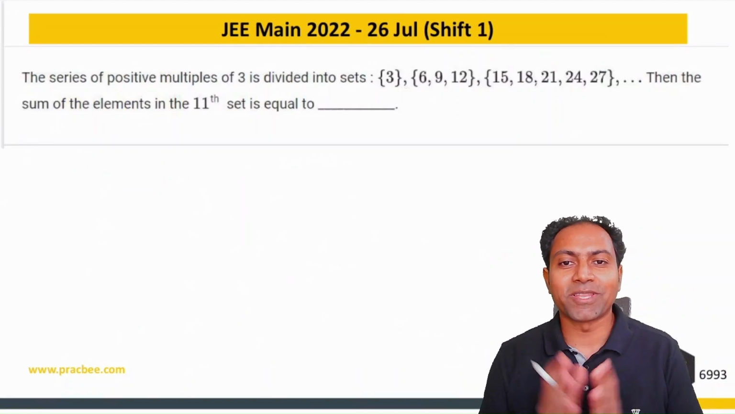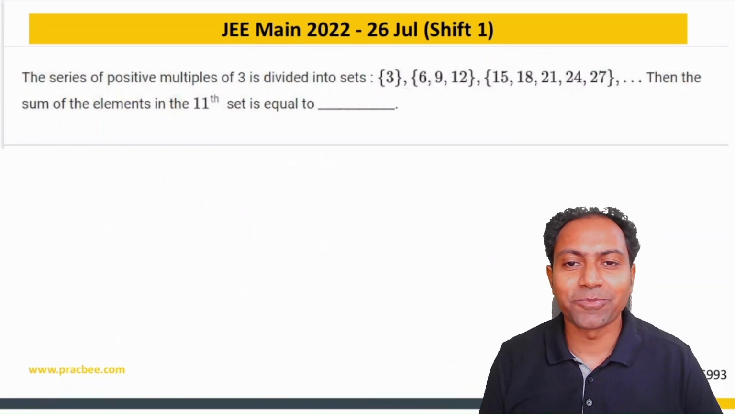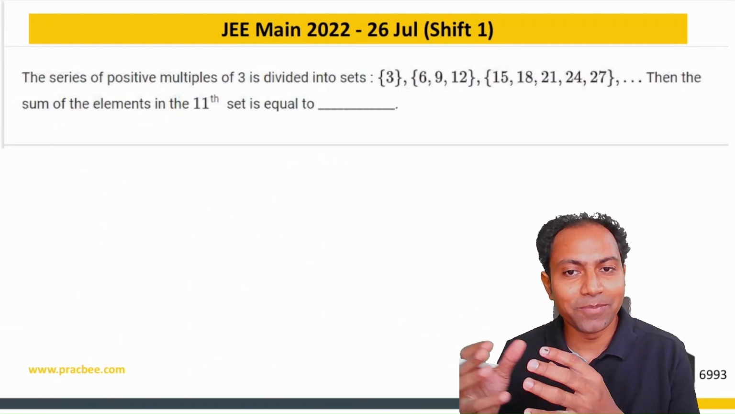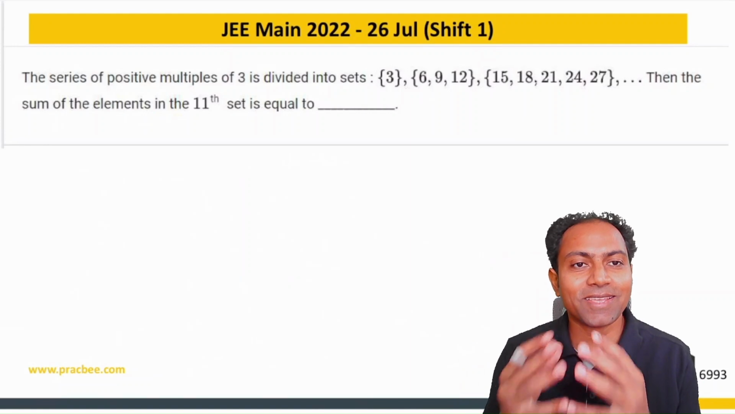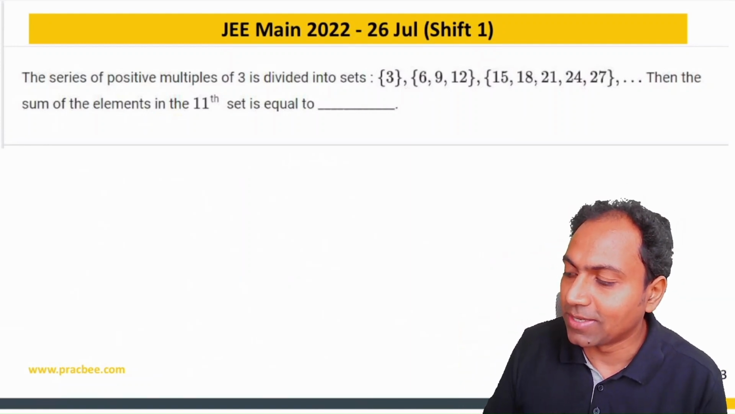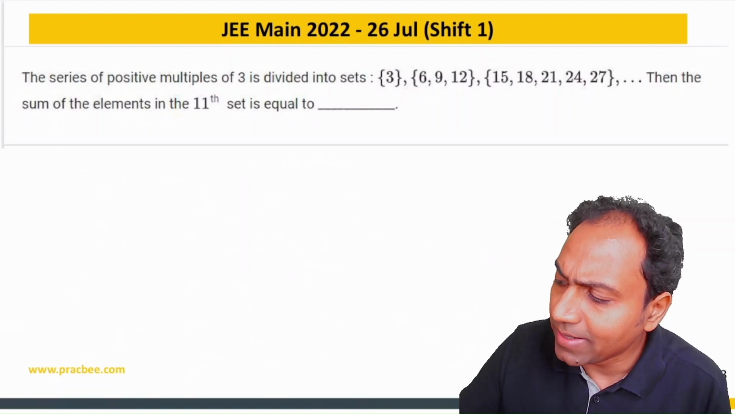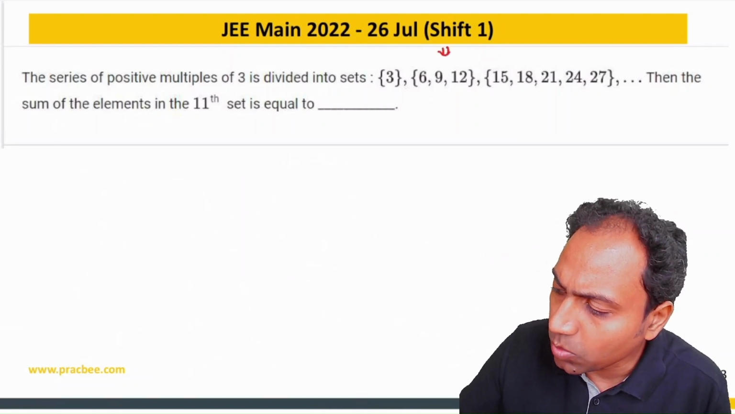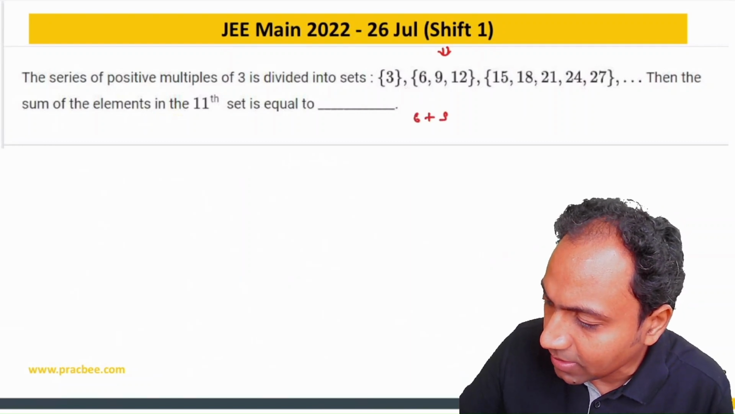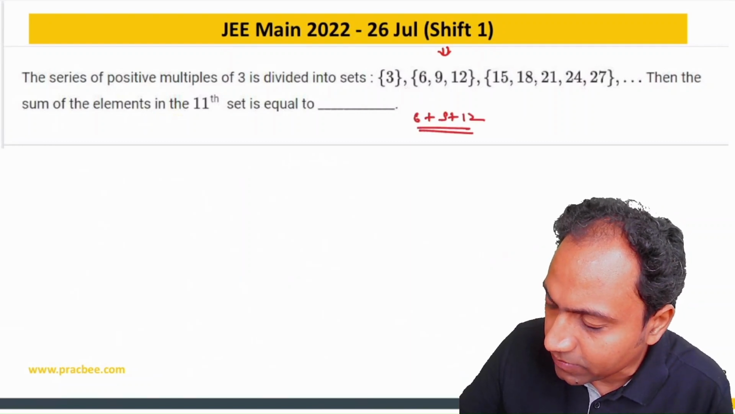Now let us look at another question. This is a little more interesting question because it talks about groups of elements and then something regarding the sum of those groups of elements. If I take an example, what the question is saying is, let us say this set, what is the sum of elements in this set? So what they are asking is 6 plus 9 plus 12. What will be the value of this?